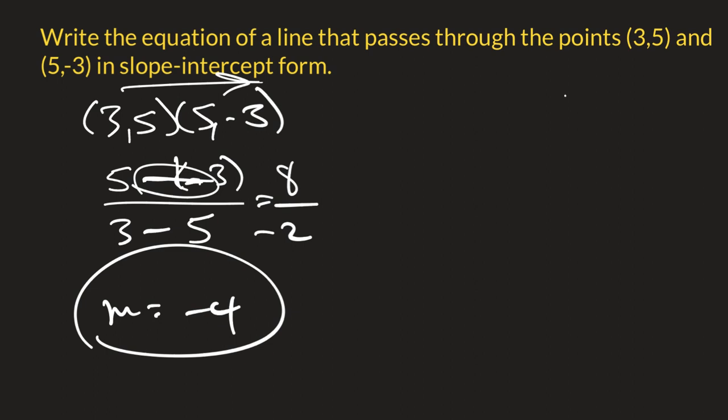So, we know our slope. Which point do you want to use? Do you want to use 3, 5 or 5, negative 3? 3, 5, okay? I agree. They're both positive numbers. I'd probably choose the same. We're going to use the point 3, 5. We have a slope of negative 4.